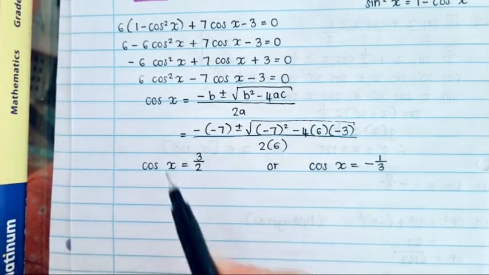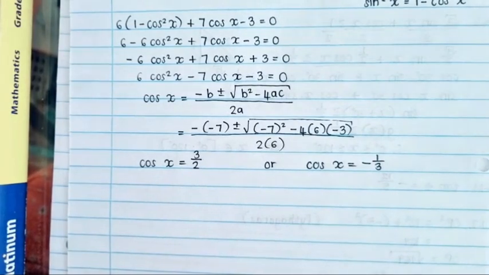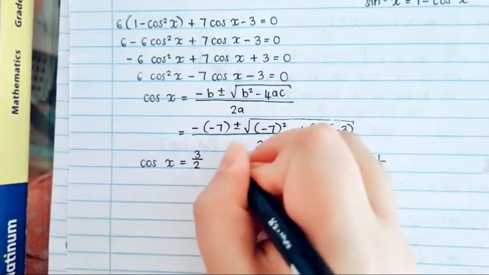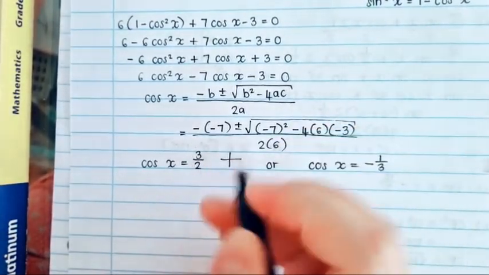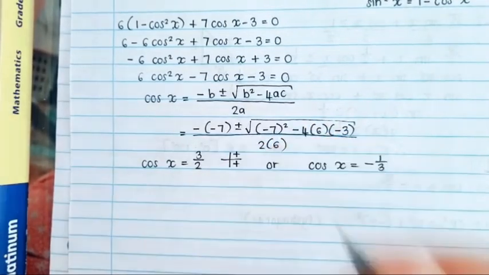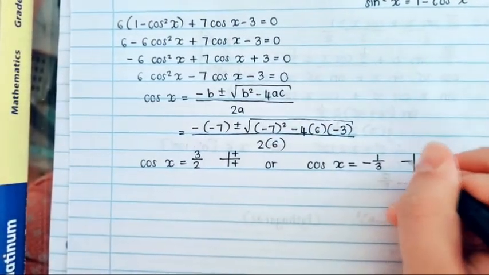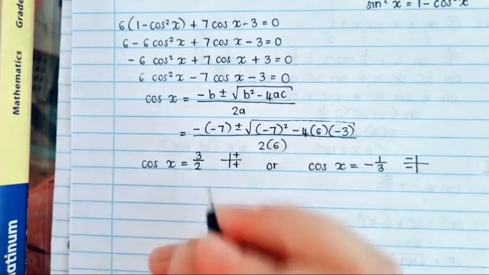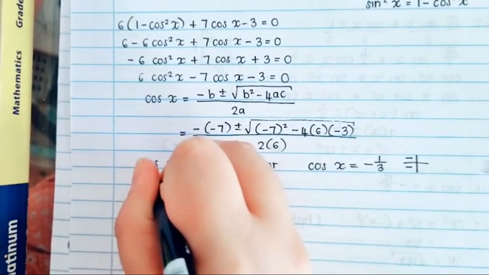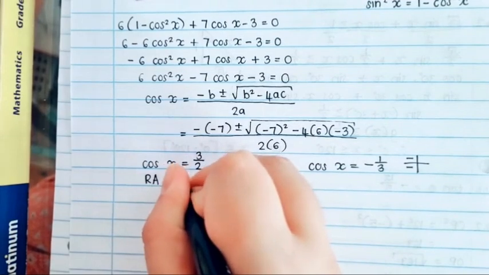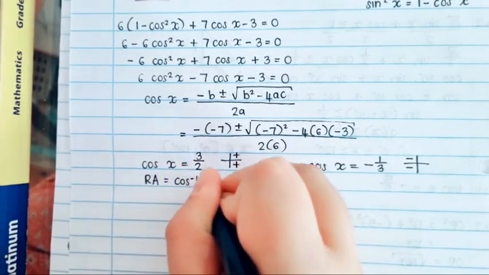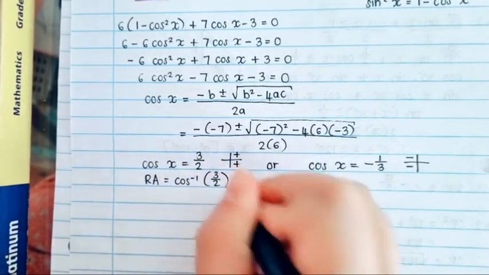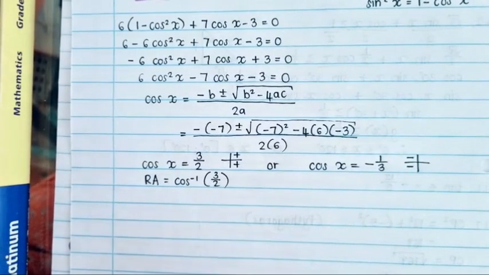Now, what you do when you have these, I'm not sure how your teachers taught you, but I always say to my kids, where is cos positive? In quadrants 1 and 4. For this one, where is cos negative? In quadrants 2 and 3. Now I'm going to find my reference angles. Guys, remember for the reference angle, you're going to press shift cos and then the value. So 3 over 2 in this case.